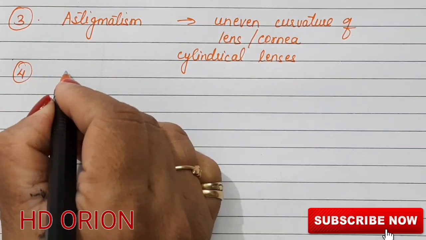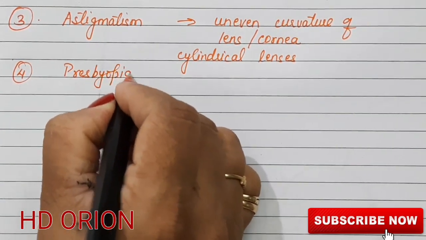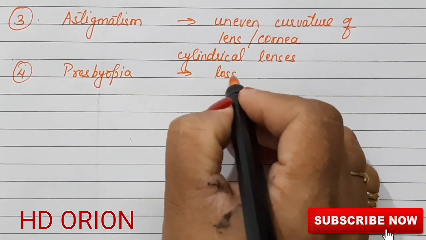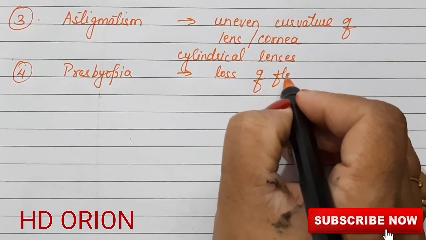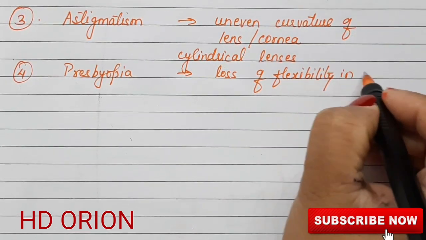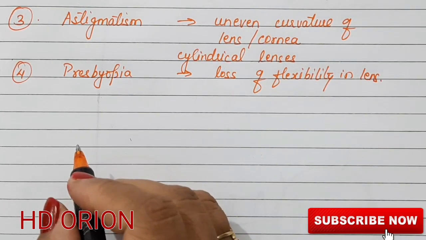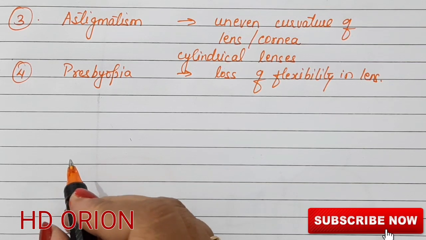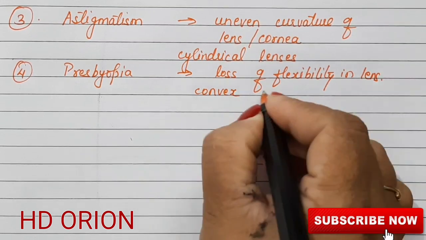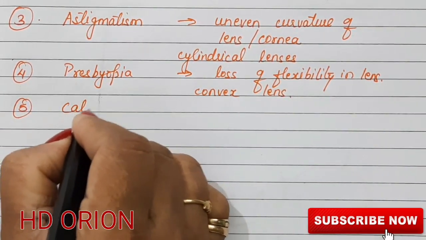Then the fourth defect is presbyopia. In this defect, the flexibility of the lens is lost. This is again found mostly in elderly people who are unable to see nearby objects clearly. This can be corrected by using a convex lens. Then cataract.